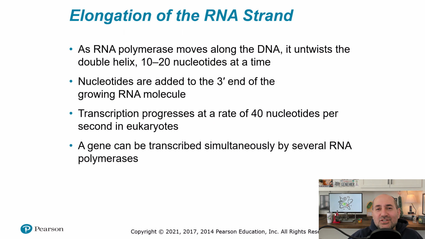Students often like to know too, they're very curious about how fast transcription happens. And it says right here from your textbook that transcription progresses at a rate of 40 nucleotides per second in eukaryotes. So you're copying 40 A's, G's, C's, and T's a second in the transcription process. That's how fast transcription is occurring.